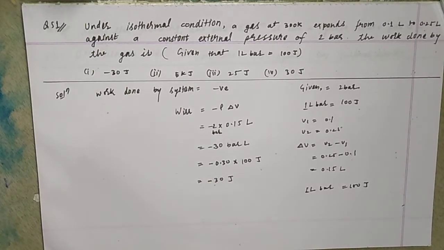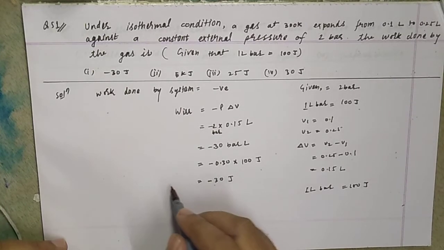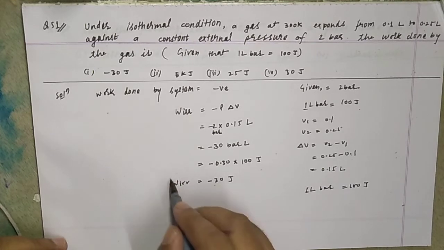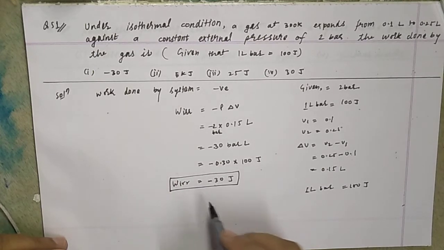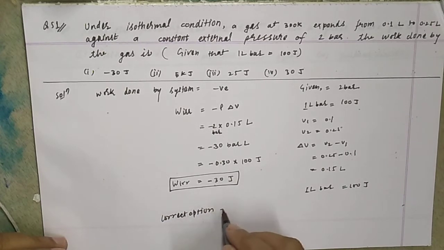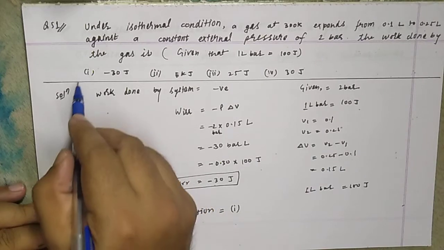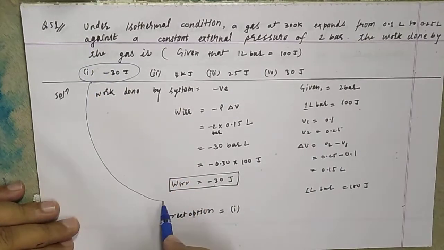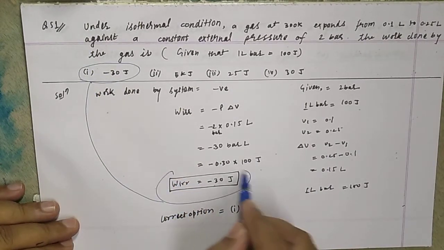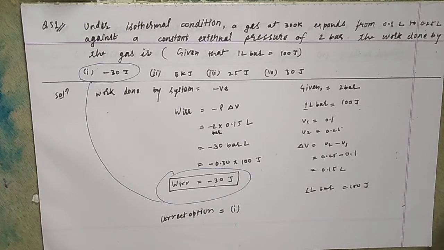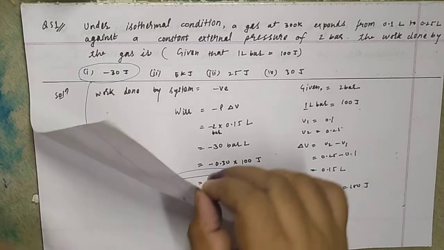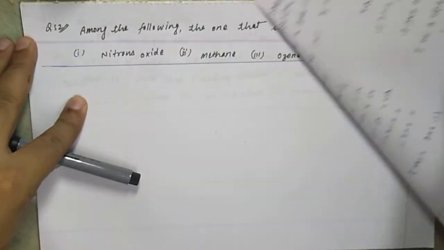So if you see the answers, W irreversible corresponds to option number 1. So the correct option is 1. Now let us move to the next question, question number 52.